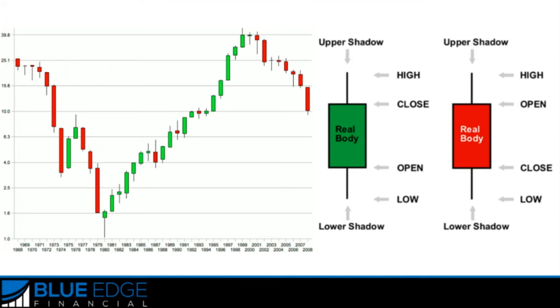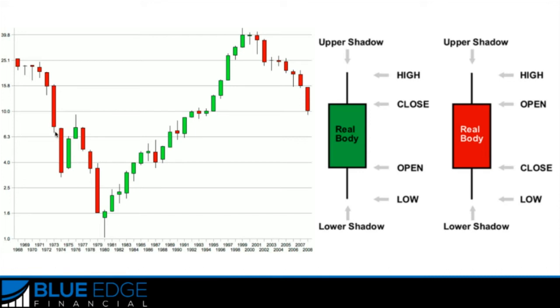If the body's red, it means that the price opened higher and then closed lower. So you can see the red candles are always moving down. And then in this example, you can see the green candles are always moving up, which means it opened at the bottom of the candle and closed at the top of the body. For example, you can see right here that this is where it would have opened at the top of this body, and then it closed at the bottom of this body. However, price did continue to come down to here, but then came back up and actually closed out right here.